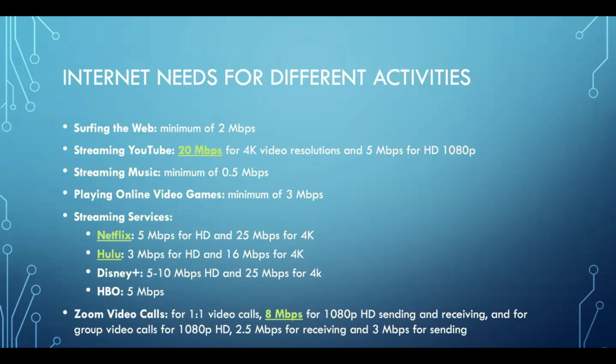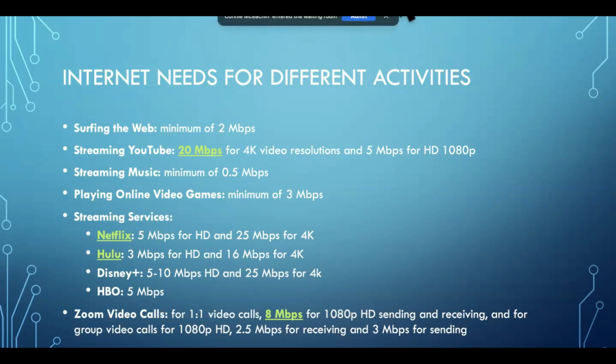Streaming YouTube needs 20 megabytes per second for 4K video resolution and 5 megabytes for HD. So those are just different qualities. 4K is obviously higher quality than HD 1080p. Streaming music is a minimum of 0.5. Streaming music actually doesn't use that much internet, less than surfing the web, with how websites are built these days. So for streaming music, you don't need that much.